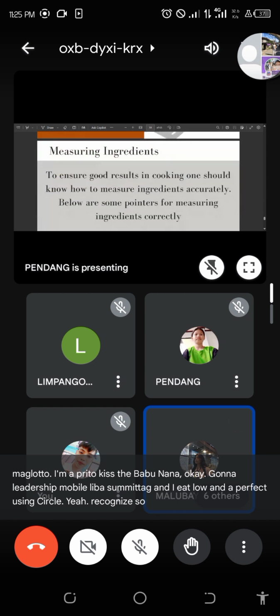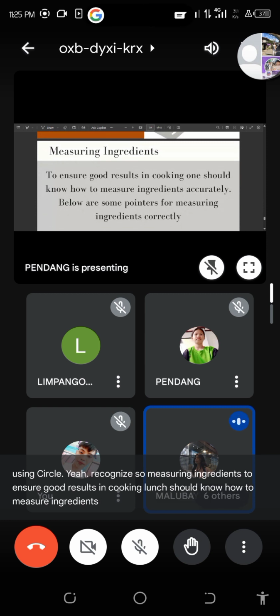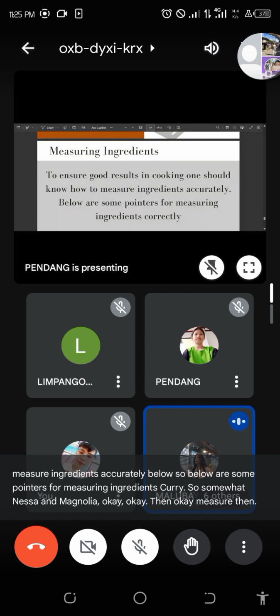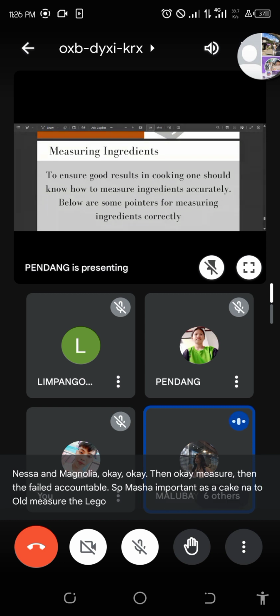So, measuring ingredients. To ensure good results in cooking, one should know how to measure ingredients accurately. Below are some pointers for measuring ingredients correctly. So, samot na sa kanang magluto ta, okay? Katong nag-pagayos ko na mo, kay niluto may cake, then na-failed akong cake. So, ang importante dyan sa cake nga, masakto o measure. Palihagog next, Melanie.